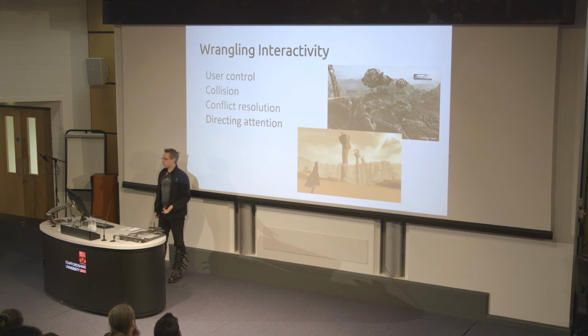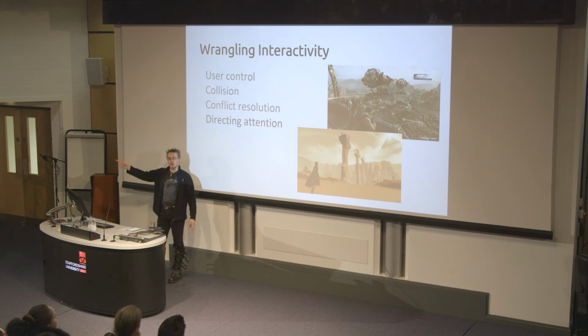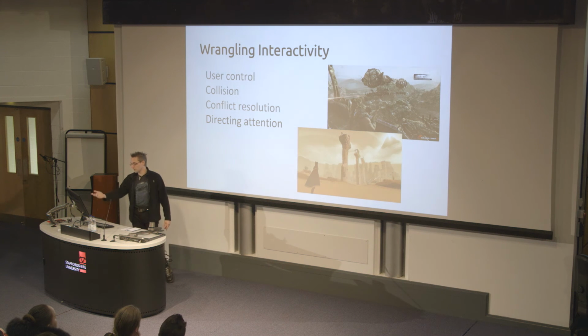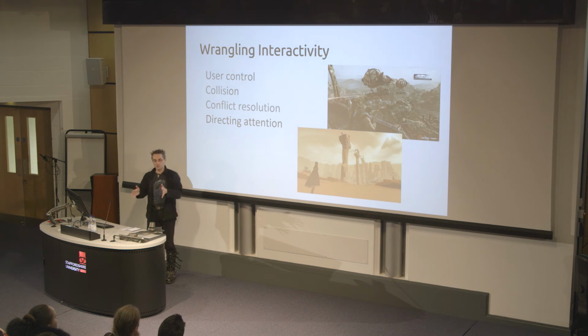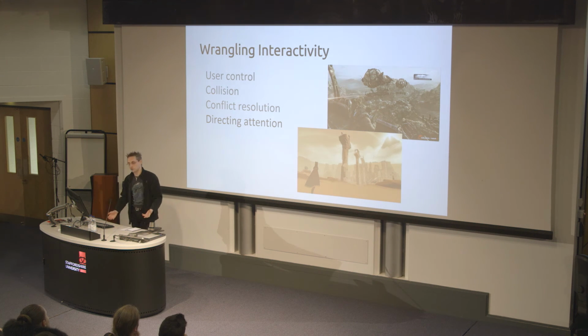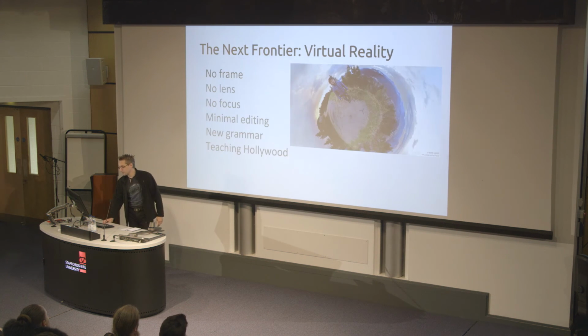Directing attention. Some games like Gears of War will give you a Y prompt to say, we want to take control and show you something, whereas other games like Journey will just pull the camera back and leave you running around in the foreground while they show you something. So you haven't lost control, but the camera has moved.